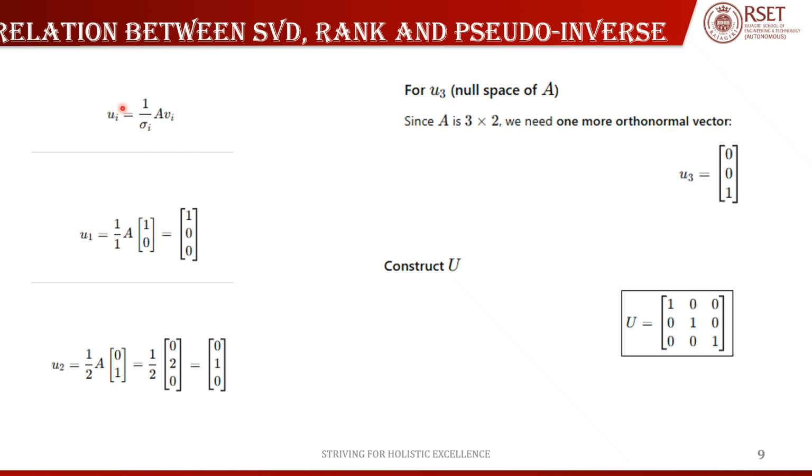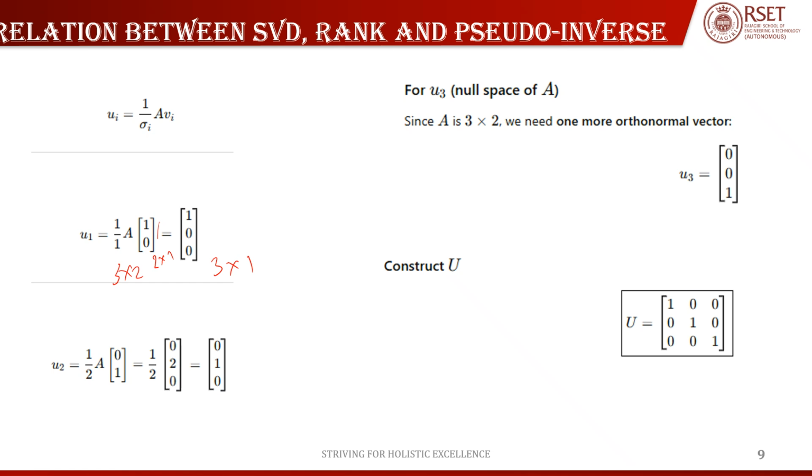Now we have V, then we'll get U. Okay, so how will we get U? Ui is equal to 1 by sigma i into A Vi. So coming to the first one, U1 will be 1 by 1 into A into V1, and we'll get this particular matrix. A was 3 by 2, right? 3 by 2 into 2 by 1 matrix, so you will be getting a 3 by 1 vector. So this is your U1, and you can also get your U2 the same way.